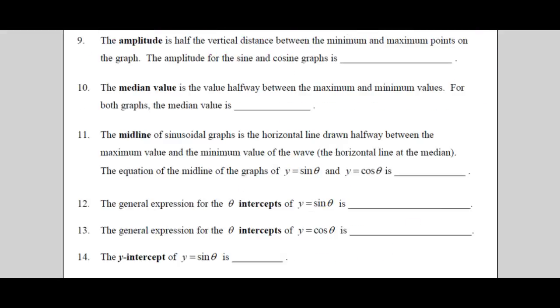The amplitude is, so has anybody heard of amplitude? Have you guys done physics? Some of you have done physics, okay? So you've heard of amplitude. It's half the vertical distance between the minimum and maximum points on the graph. So what's half the distance from here to here? From +1 to -1? 1, right? Because +1 and -1 are 2 units apart. Amplitude is half that, so the amplitude is 1.